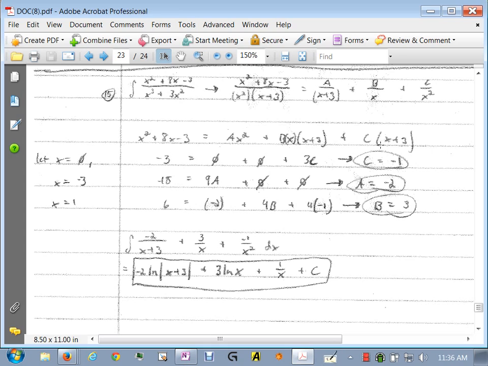You found out what C was first. So you let x be 0 to kill off both of these. 0 on this side gives you -3. 0 here gives you just 3C, and then you solve for C. Then they let x be -3. That would kill off these two terms. That would let them solve for A. And then letting x be 1 kills off nothing. Okay, so that worked out.